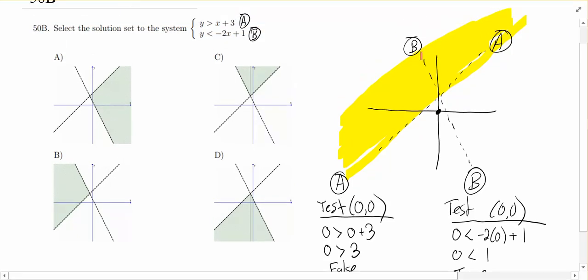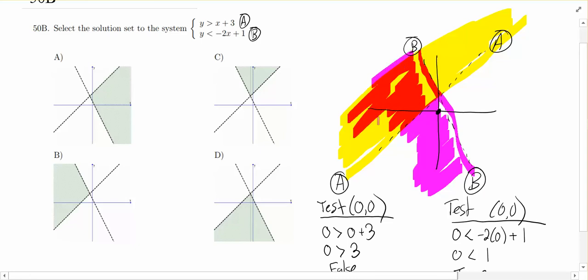So remember what's going on here is that line B is this one here. Oh, that's a super straight line. And we do want to shade the origin. The origin was underneath it, so we're shading this side.